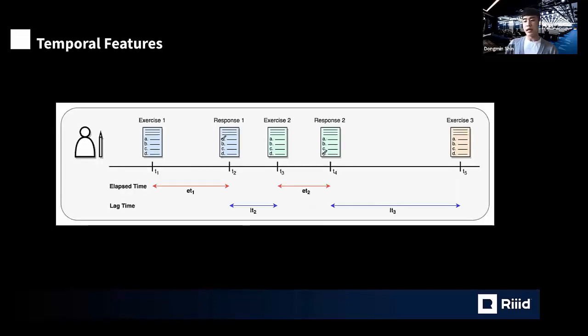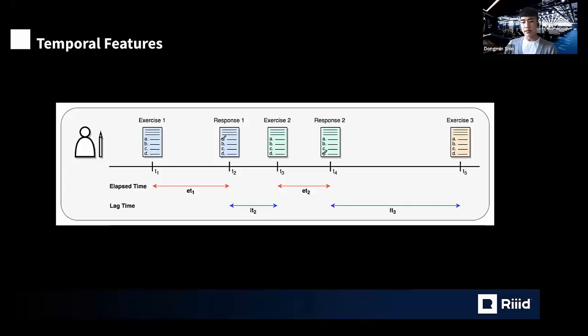And this figure shows how I define the elapsed time and lag time for the data in the dataset. Elapsed time is the time gap between when the user received the question and when they answered the question. So for example, in this figure, T2 minus T1 can be elapsed time, and T4 minus T3 also can be elapsed time. And it's simply the user's exercise solving time.